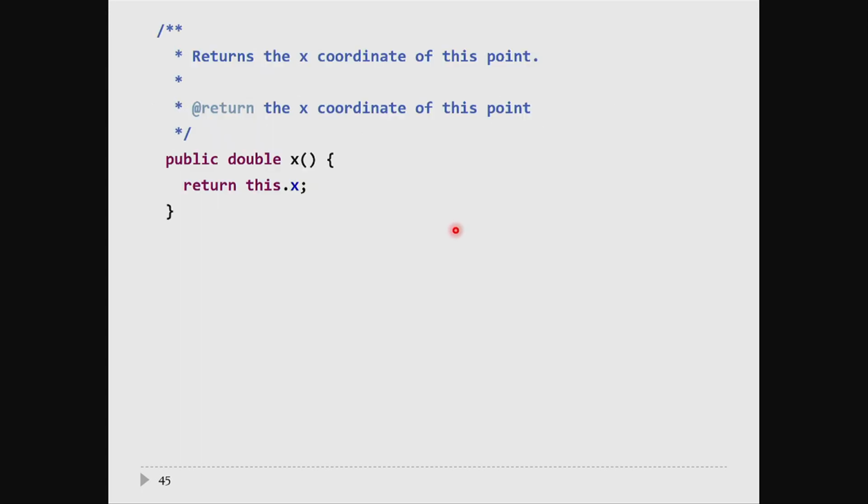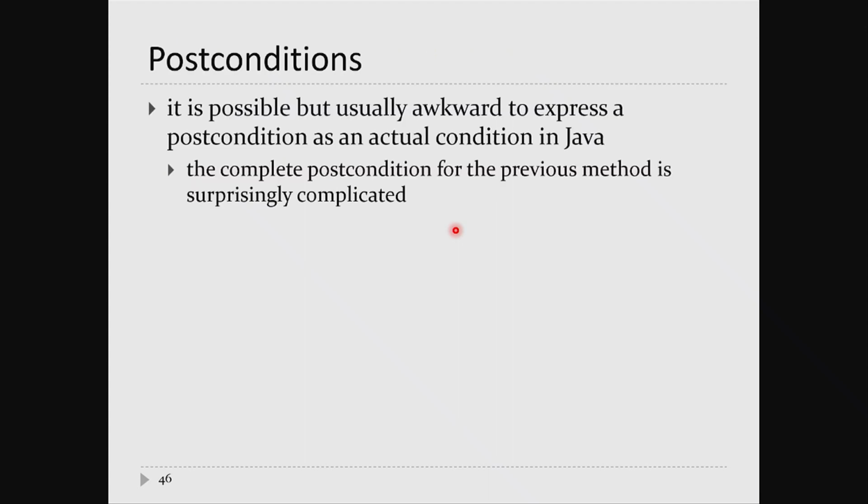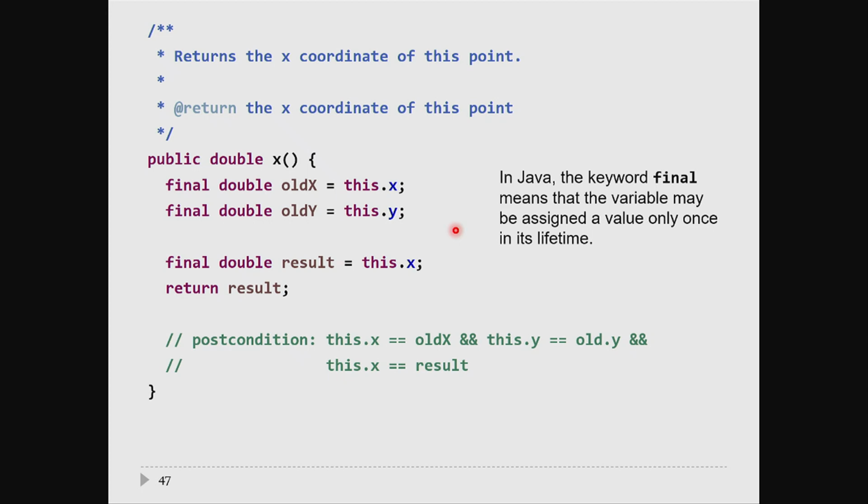So remember this method here? This just returns the x-coordinate. That's all it does. It doesn't change the x-coordinate, doesn't change the y-coordinate, it just returns the x-coordinate. So what is the postcondition on that method? Well, it's awful. I call the method, the caller is expecting to get back the x-coordinate. The coordinates of the point should not change after calling this method. But how do you write that as a condition?